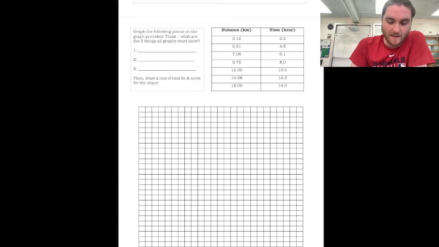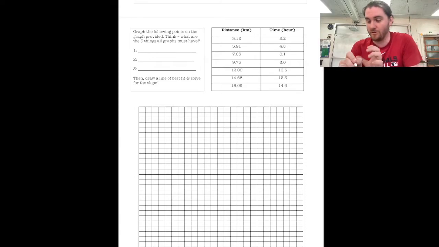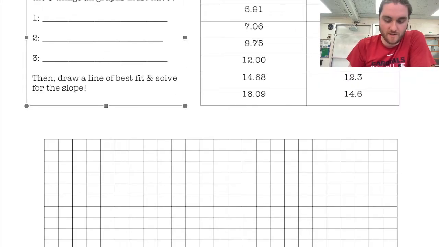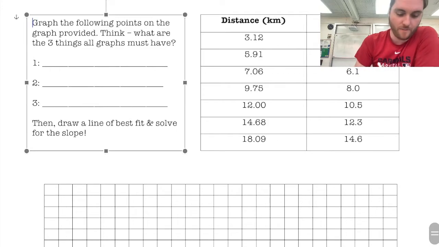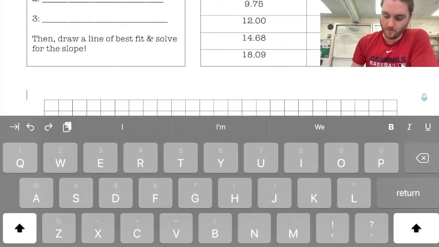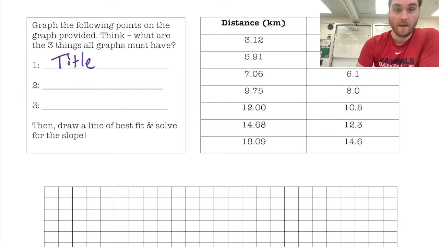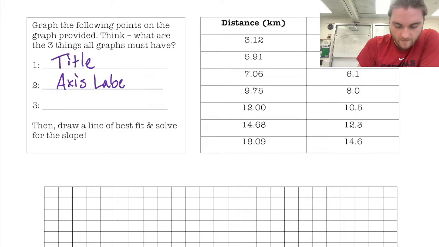The first thing that I have to talk about is what I need to add to a graph. So let's start out there. In order to add items to a graph, it has to have three specific things. That is a title, axis labels, and an even scale.